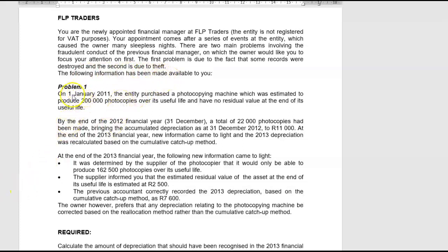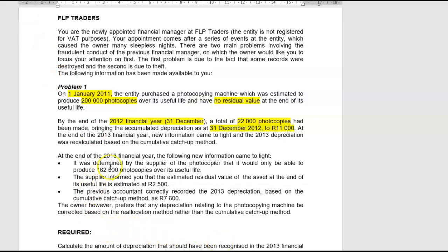Problem 1. On 1 January 2011, the entity purchased a photocopying machine which was estimated to produce 200,000 photostat copies, so that's the total capacity of its useful life, with no residual value at the end of the lifetime. By the end of the 2012 financial year, 31 December 2012, a total of 22,000 photocopies had been made, bringing the accumulated depreciation as at 31 December 2012 to 11,000 Rand.